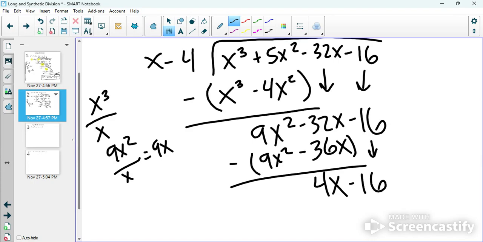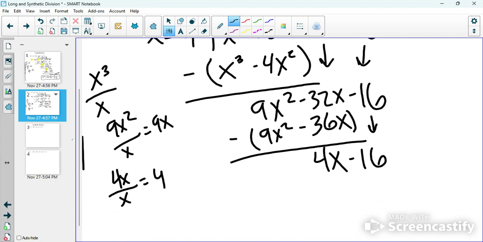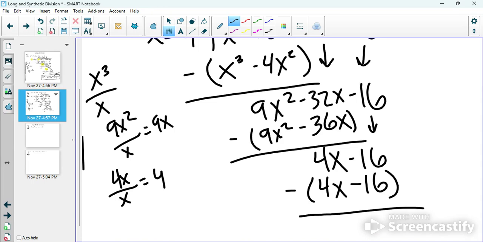-16. X goes into 4x 4 times. 4 up top, 4 gets multiplied by x minus 4. So 4 times x is 4x. 4 times negative 4 is negative 16. We're going to subtract. 4x minus 4x is nothing. Negative 16 minus negative 16, also nothing.